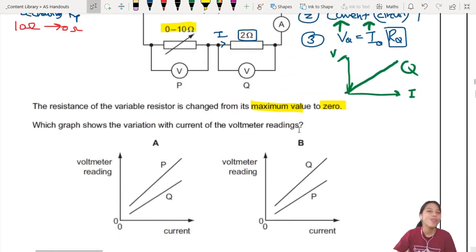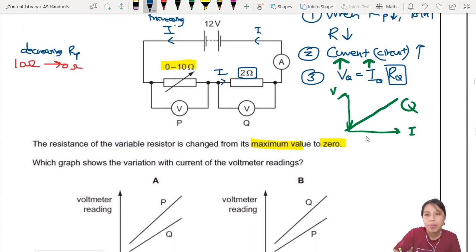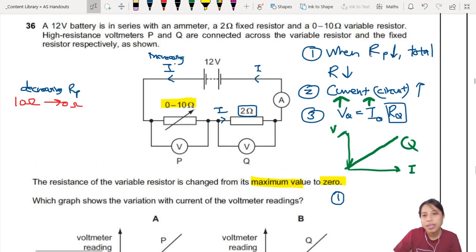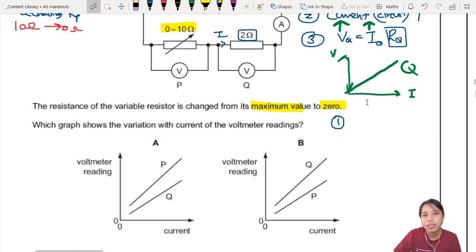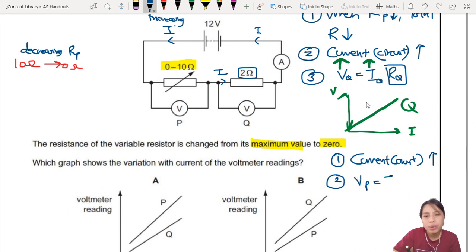What does P do? Oh my goodness. Okay, so let's look through P. Let's go through the same idea for P, step by step. So first, we know previously that R decreases, total R increases. Okay, let me just skip to number 2. The current in the circuit is increasing. So if I want to look at P, VP equals IP times RP.